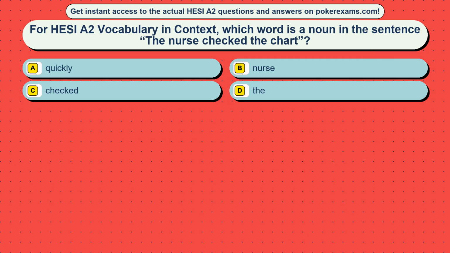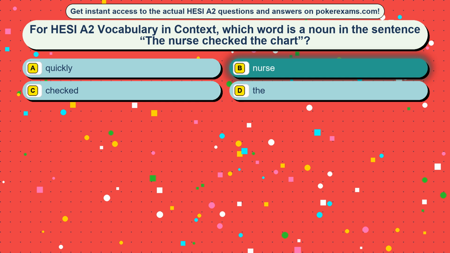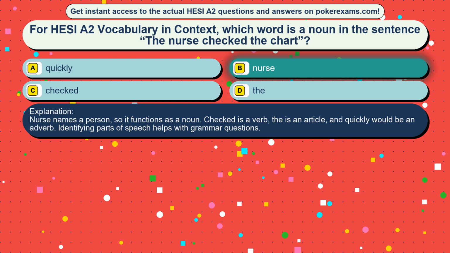Question 12. For HESI A2 vocabulary in context, which word is a noun in the sentence "The nurse checked the chart"? Option A, quickly. Option B, nurse. Option C, checked. Option D, the. The correct answer is option B, nurse. Nurse names a person, so it functions as a noun. Checked is a verb, the is an article, and quickly would be an adverb. Identifying parts of speech helps with grammar questions.